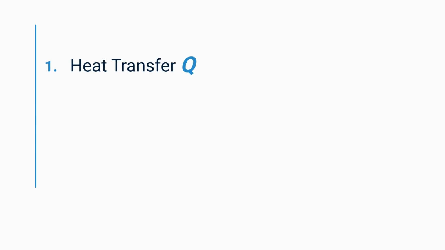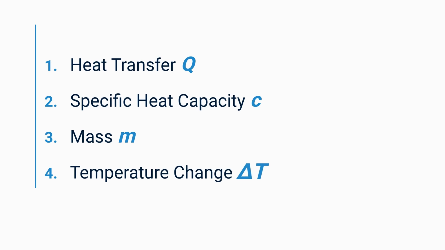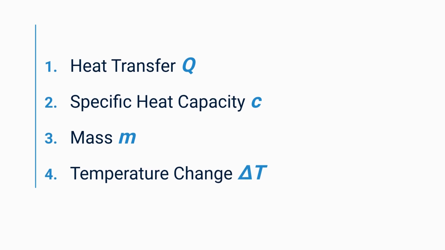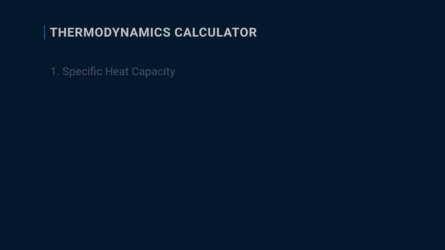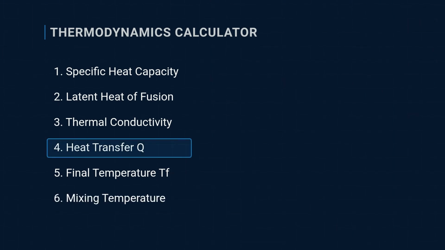Calculate heat transfer, Q. Calculate specific heat capacity, C. Calculate mass, M. Calculate temperature change, delta T. Calculate final temperature, T_F, and calculate mixing temperature for 2 substances. For this demonstration, I've selected Calculate Heat Transfer Q.